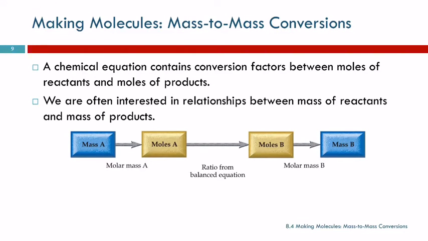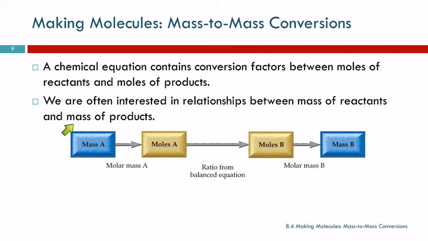Well, the chemical equation gives us the relationships in terms of moles. But practically, we are interested in the relationships in grams, because we can't measure things in moles, but we can measure things on a balance using grams. So here's kind of the big idea of what's going to happen here.